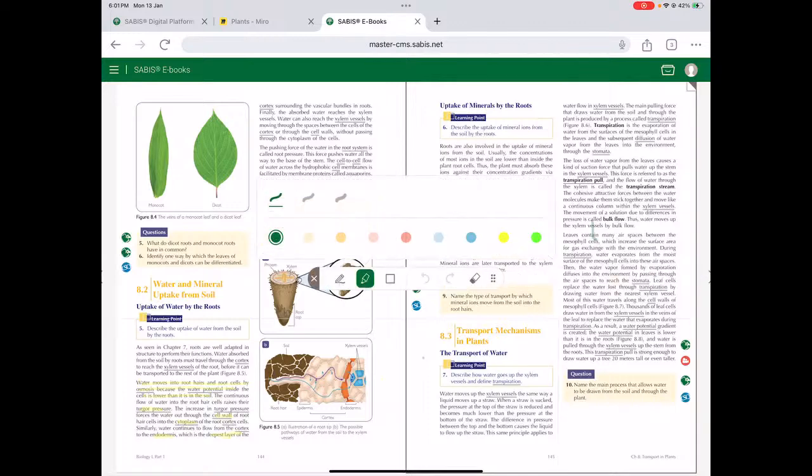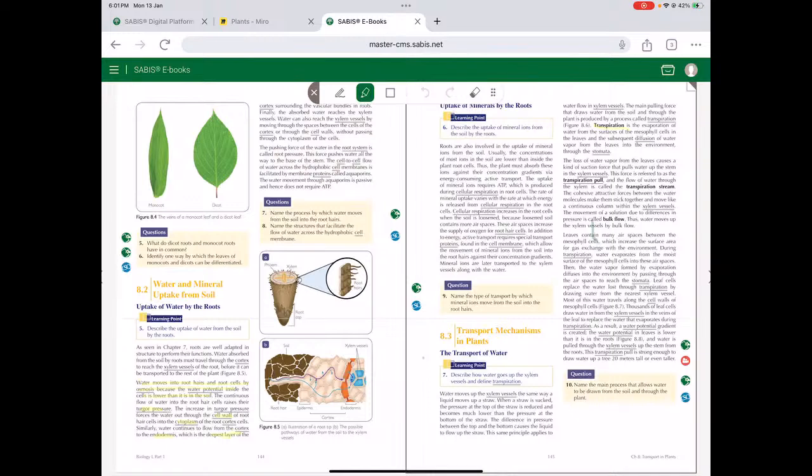What is transpiration? You have to know the definition of transpiration. It's the evaporation of water from the surfaces of the mesophyll cells in the leaves and the diffusion of water vapor from the leaves into the environment through the stomata. So there are 2 ways we can lose water from the leaves. Remember, that's why we said the stomata have 2 functions: gas exchange, and also helping reduce water loss.